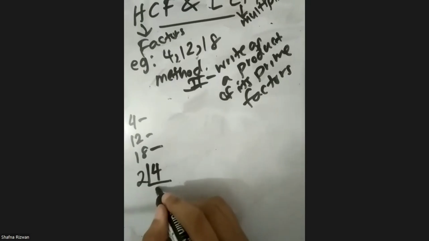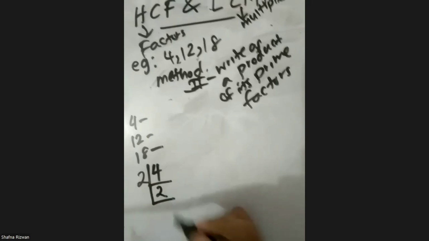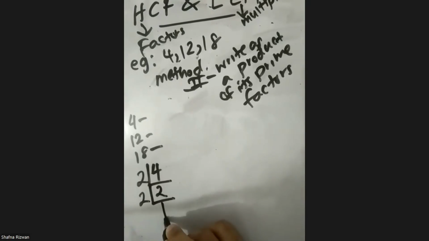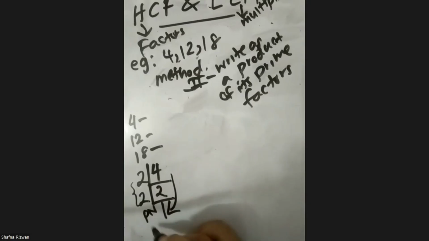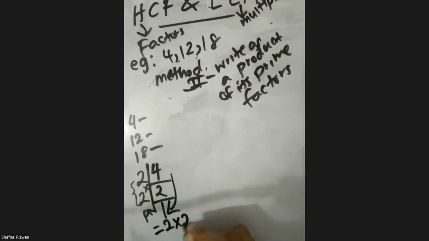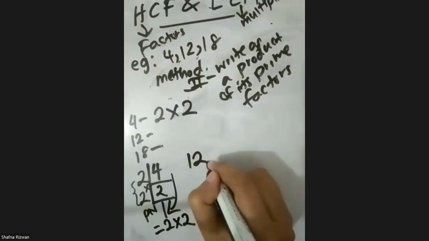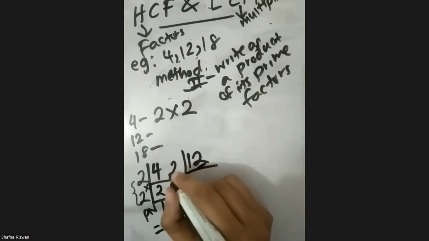4 divided by 2 is how much? 2. Okay, we got it as 2. Again divide this by what? Again divide this by 2. 2 divided by 2 is what? 1. Okay, now here we got 1 at the end, so all of these should be what? Prime numbers. So if you want to write it as a product of prime factors, what should you do? Multiply this. 2 multiplied by 2. So come and write here 2 multiplied by 2. Now let's go towards 12. Divide this by which number? The last digit is an even number, so divide this by 2.